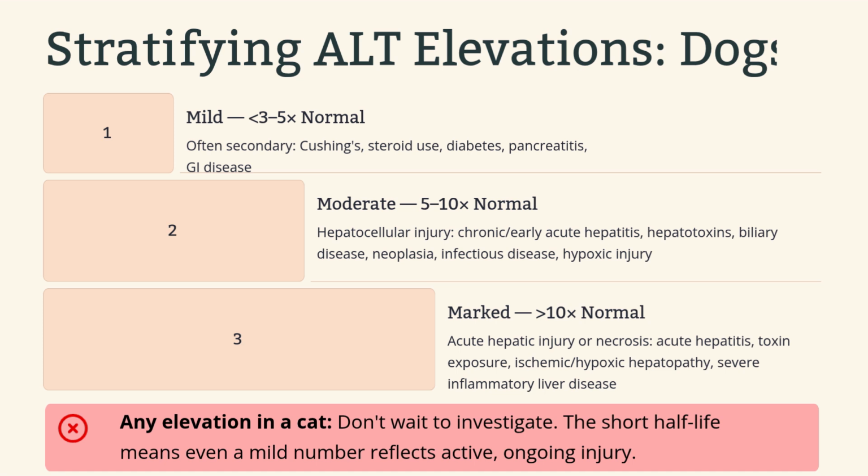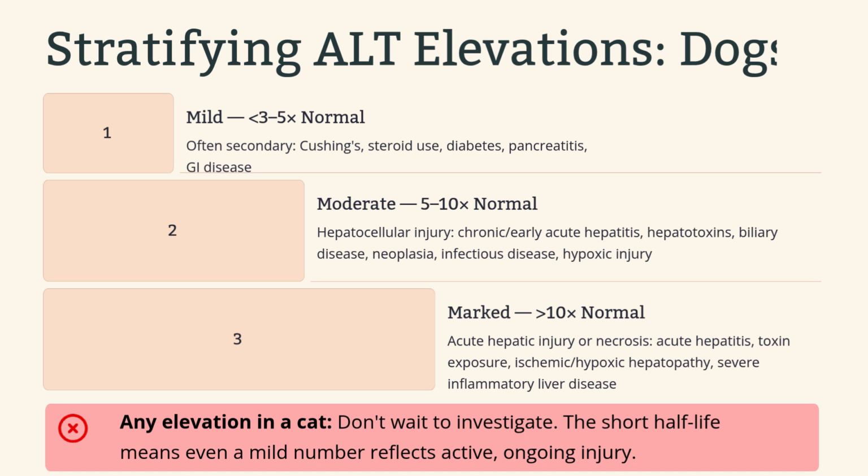And those improve once that hyperthyroidism is treated. For moderate elevations, we're looking at 5 to 10 times the normal range, and those tend to be hepatocellular injury. They can be things like chronic hepatitis, early acute hepatitis, hepatotoxins, biliary disease, hepatic neoplasia, infectious disease, and also hypoxic injury to the liver. And then finally, when you have marked liver enzyme elevation, that's going to be about 10 times the normal range or higher.